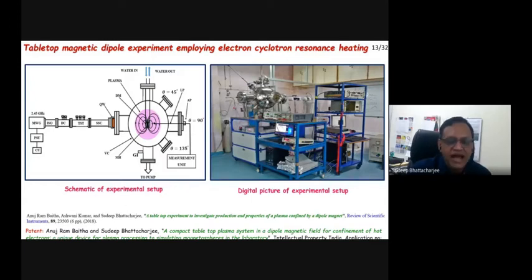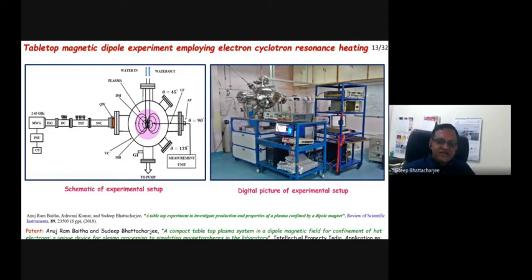And you can put gas through a gas inlet. There's a GI, which is a gas inlet at the bottom. And then the plasma can be created by microwaves. Remember, I told you in the beginning that microwaves can be used to create a plasma. So this is how the plasma is created. And this is my dipole magnet, permanent magnet. And these are the magnetic field lines.